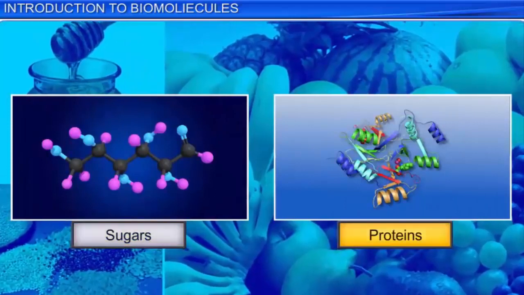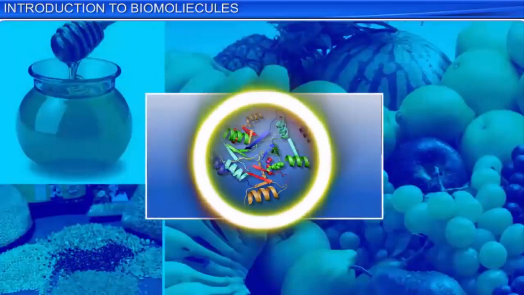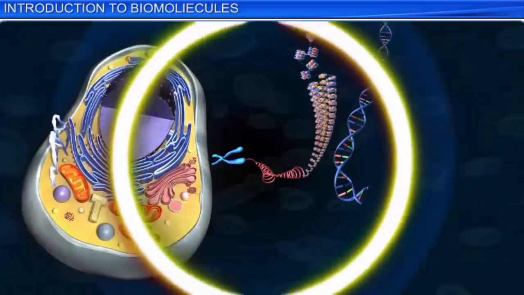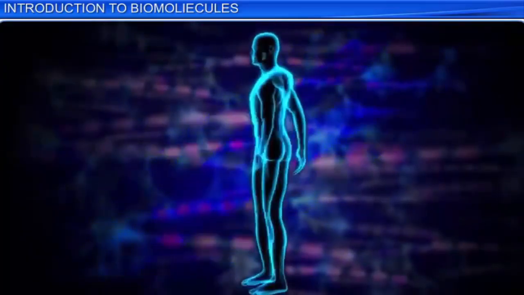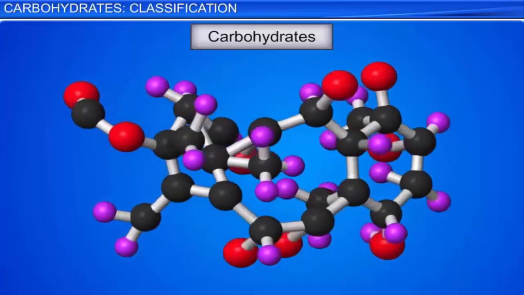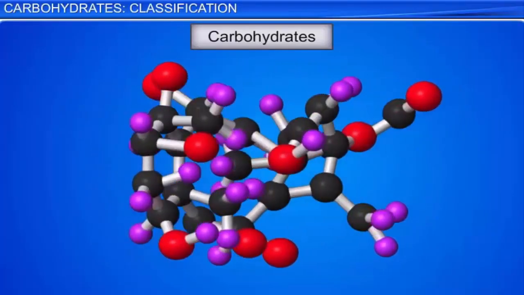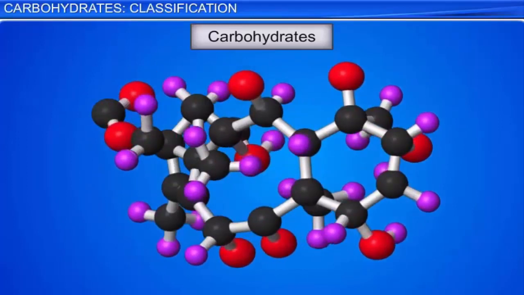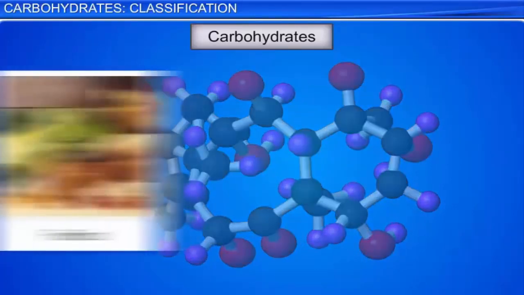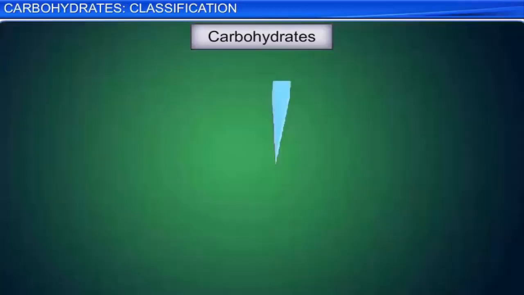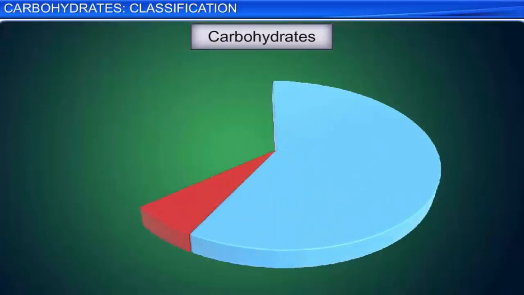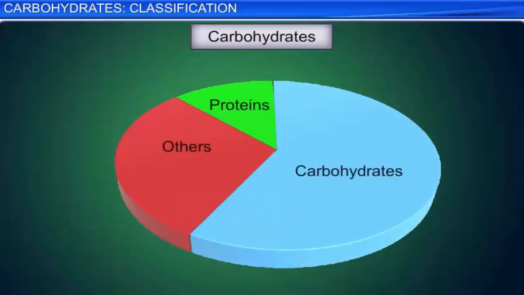Sugars and proteins are essential constituents of our food. These biomolecules interact with each other and constitute the molecular logic of life. Carbohydrates are a vital source of the three basic necessities of life, that is, food, clothing, and shelter. Carbohydrates constitute a very large group among various naturally occurring organic compounds.